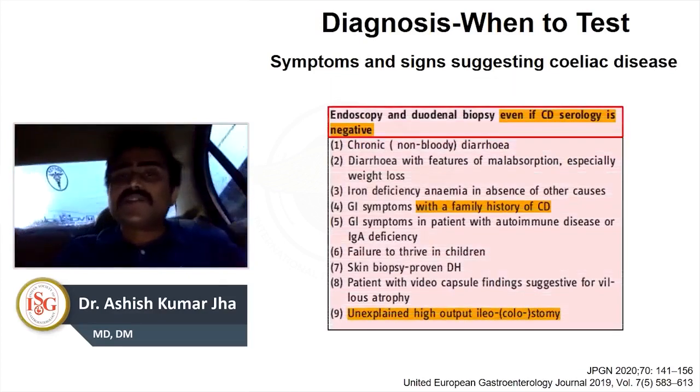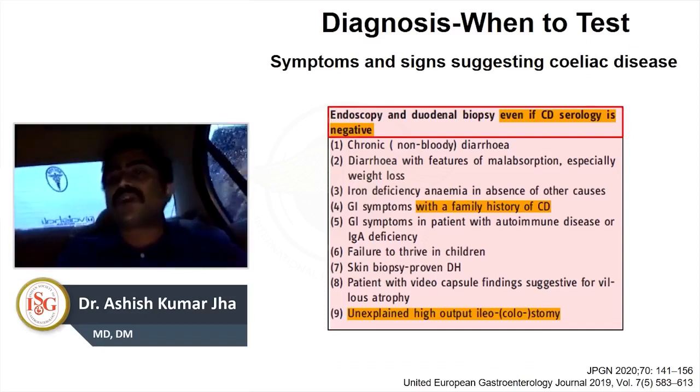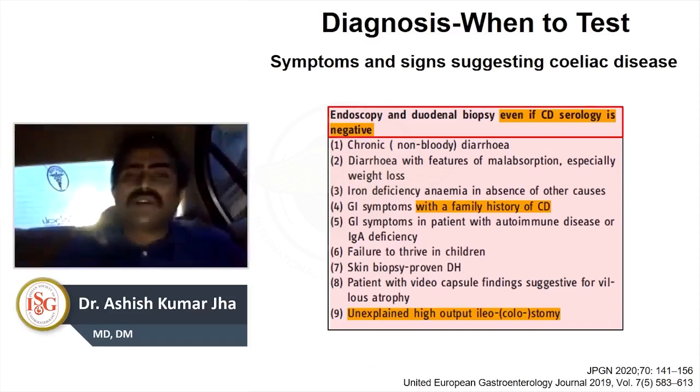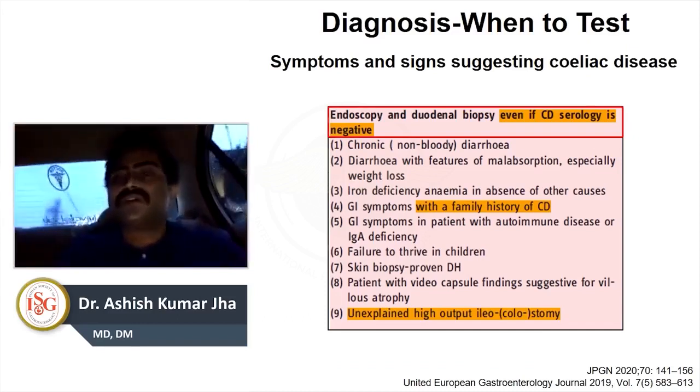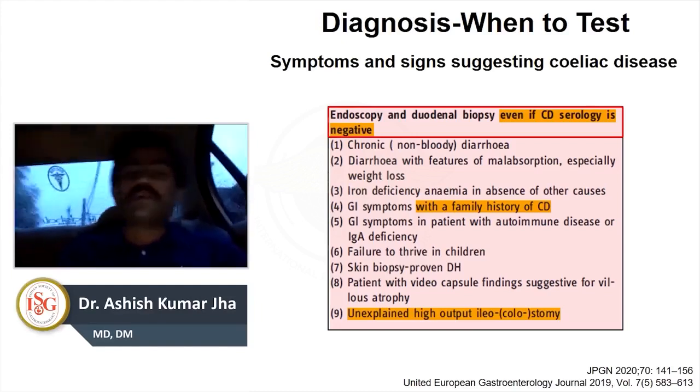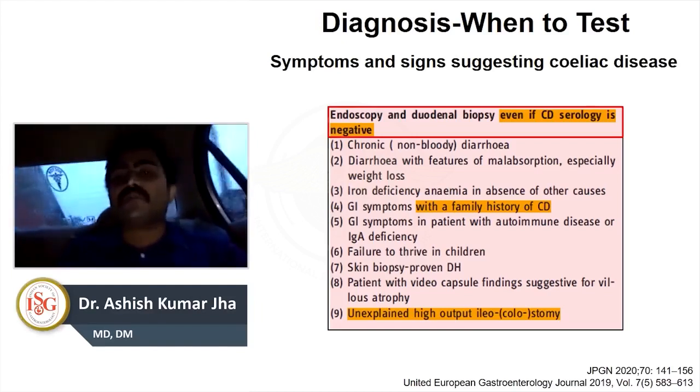And the next question is, should we go for endoscopy and duodenal biopsy even if celiac disease serology is negative? If we go for serology and it comes back negative, then which group of patients should go for biopsy?